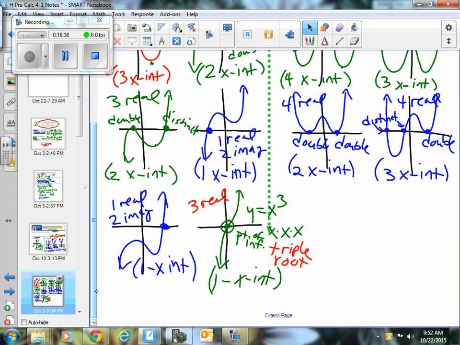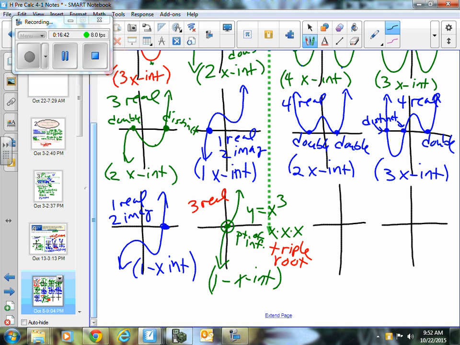Okay, let's try to make some pictures of having some imaginary solutions. Is it possible that all of your answers aren't going to be real? So let's see if we can make a graph that would be 2 real and 2 imaginary. So I'm going to take this picture that I just did that had 4 real, and I'm going to slide it up so that double root isn't touching anymore. So how about something like this?